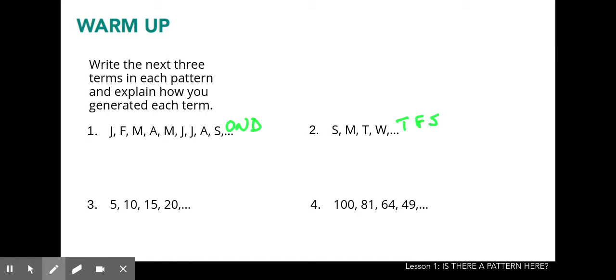And in number 3, we are adding 5 each time, 5, 10, 15, 20. So then we would go to 25, 30, and 35.